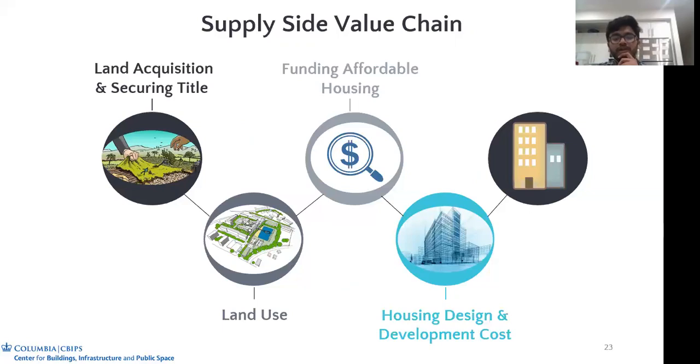So now we'll discuss the next step, which is the housing design and development cost. As these affordable housing units are made, they are either government made or privately made. However they are made, there are design and development costs, which affect the total cost of developing this affordable housing. Innovations in design, construction, and productivity can help in alleviating some of these challenges. And our further part of research, which is modular construction, focuses on reducing the design and development costs.